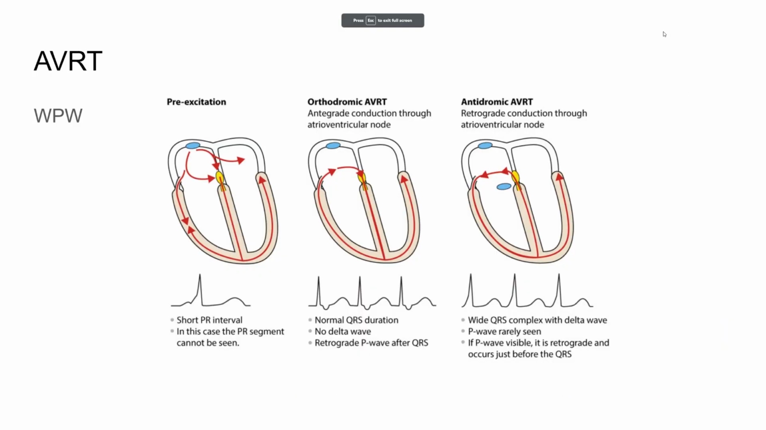Right, so this is a really unique type of SVT. It's called AVRT, atrioventricular reciprocating tachycardia, also known as WPW. And what's going on here is patients with WPW have what's called an accessory pathway, specifically called the bundle of Kent. And what this does is it allows electrical signal from the atria to go directly into the ventricles through the accessory pathway without completely bypassing the AV node entirely.